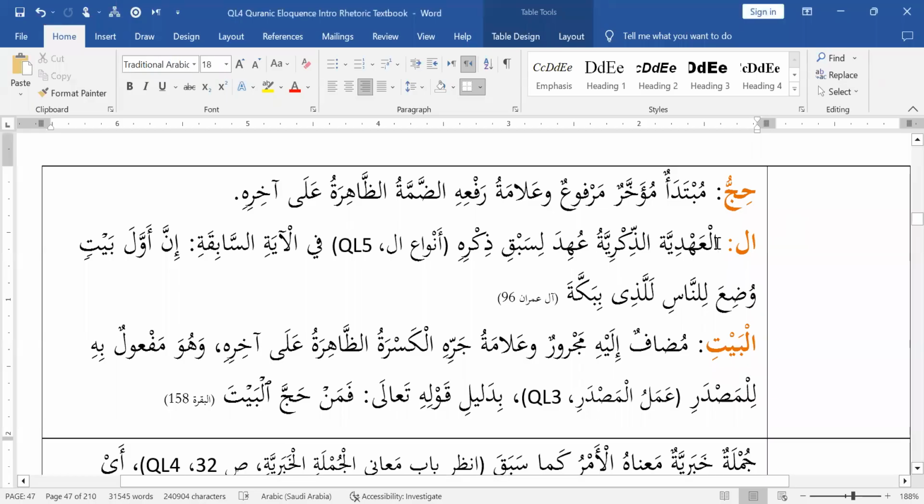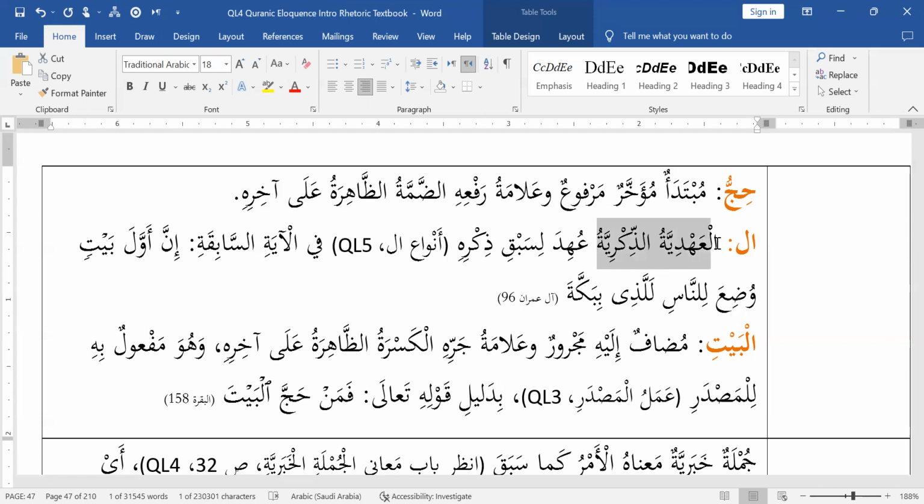Okay, so the next thing is the al that is attached to al-bayt. Whenever we see al, we have to ask ourselves, which one of those types of al is it? Here, the al is al-ahdiyya, al-dhikriyya. It's known by common knowledge that is acquired because of prior mention. Uhida, it has become known lisabqi dhikrihi, because of it being mentioned previously.